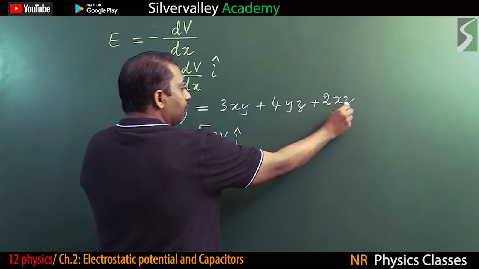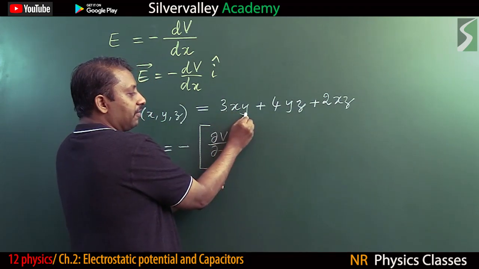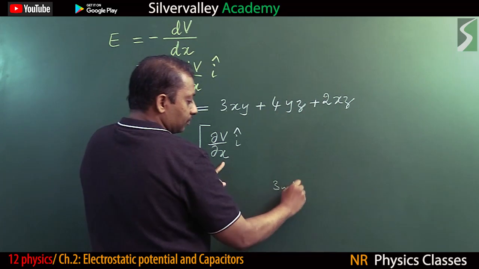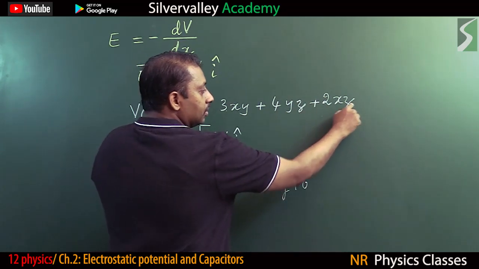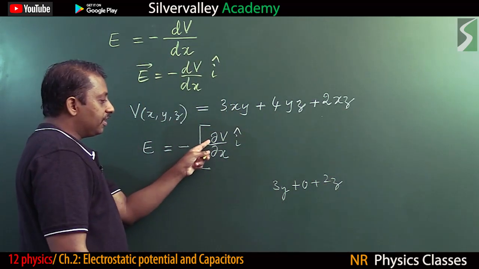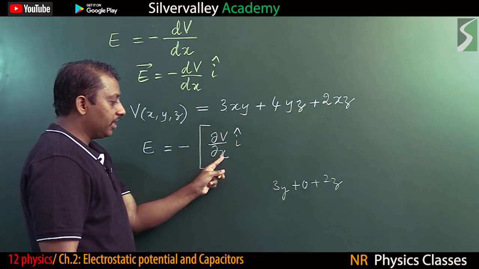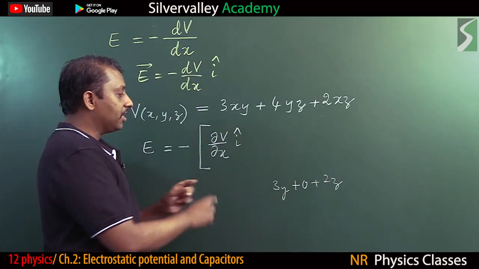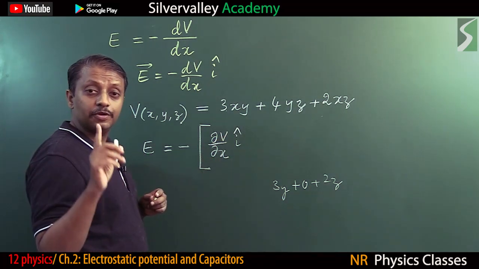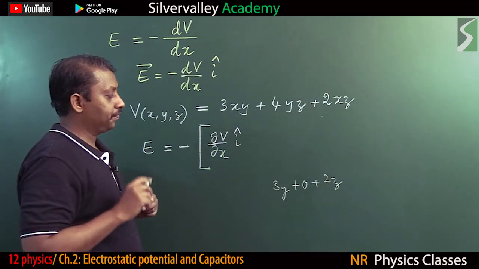If you differentiate only with respect to x, this becomes 3y. Then there is no x term, plus 0, plus 2z. When we differentiate this with respect to only x, we get this. That is the meaning of dou V by dou x. I am telling you this is required for MCQ.